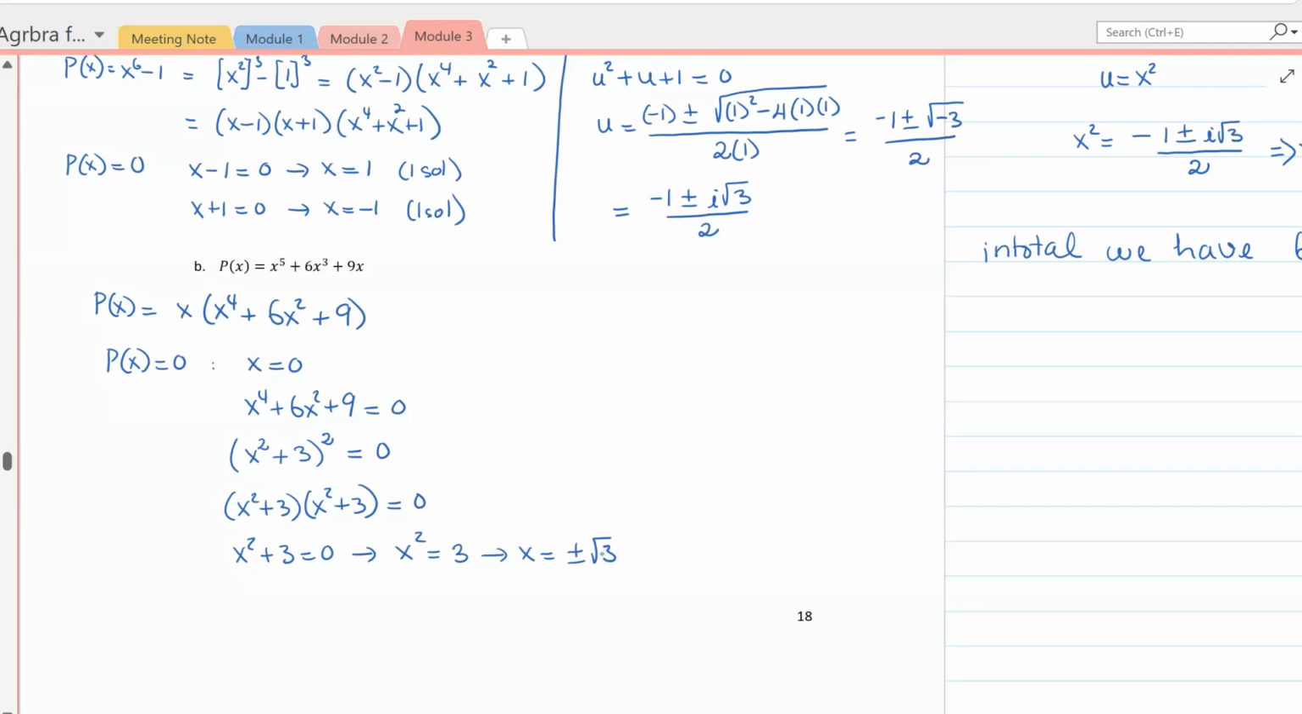And since this is only one of the factors, and you have 2 solutions here, in the other factor you will produce 2 more. So in total, here we have root 3 with multiplicity of 2, negative root 3 with multiplicity of 2, and here we get an x equal to 0 with multiplicity of 1.